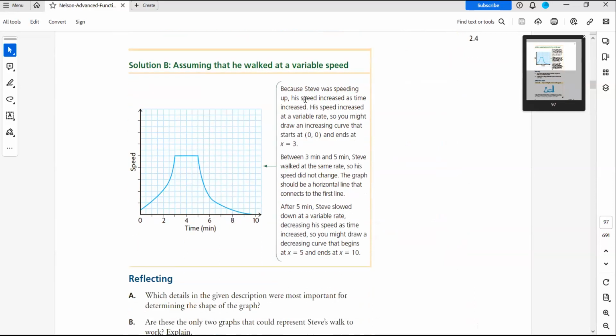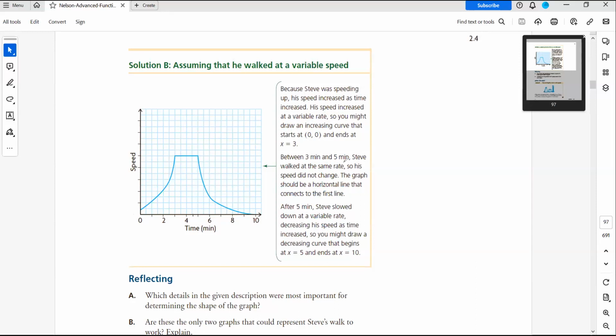So because Steve was speeding up, his speed increases as the time increased. You can see that this part of a function represents the increasing function. His speed increased at a variable rate. So you might draw an increasing curve that starts at 0, 0 and ends at x equals 3, right? And now, the secant line between 2 points will always be different on this part of the graph because its average rate of change is not constant. Furthermore, the instantaneous rate of change would be different too. You see, the tangent line will be different for each point.